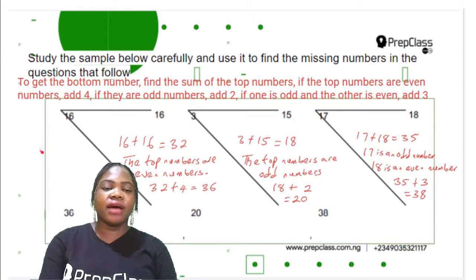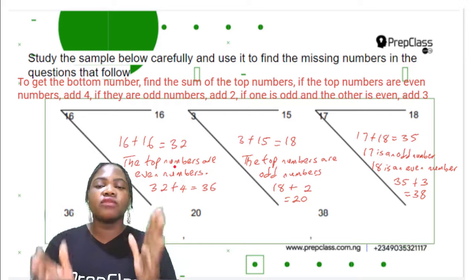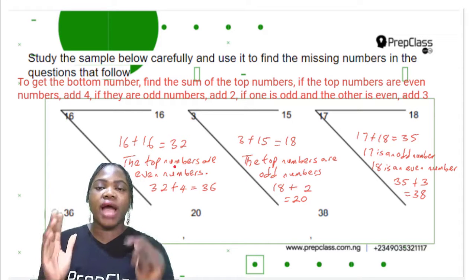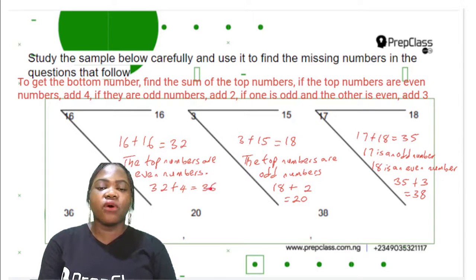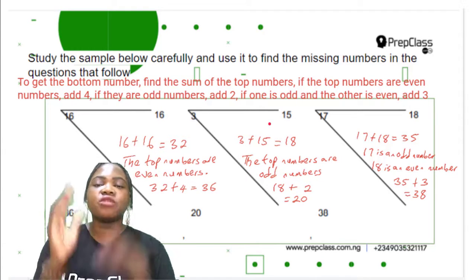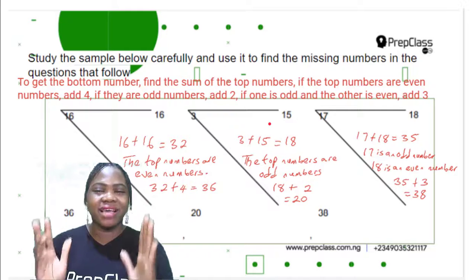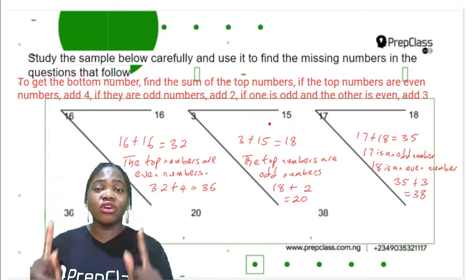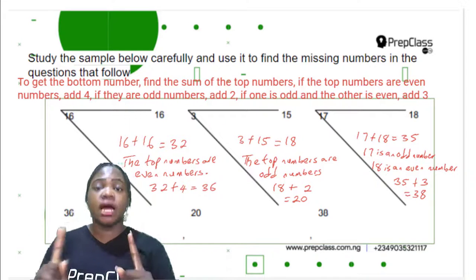Okay, so now these two numbers both end in 6, so they are even numbers. When both of them are even numbers, you add 4. So 32 plus 4 is what? 36, which is the bottom number here. So we have to find out if it's going to work with the second sample and the third sample for us to be able to say, oh yes, this is how to do it.